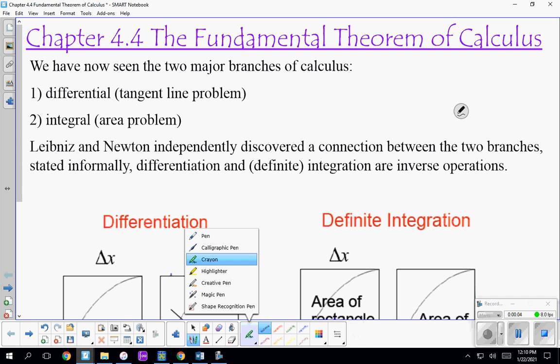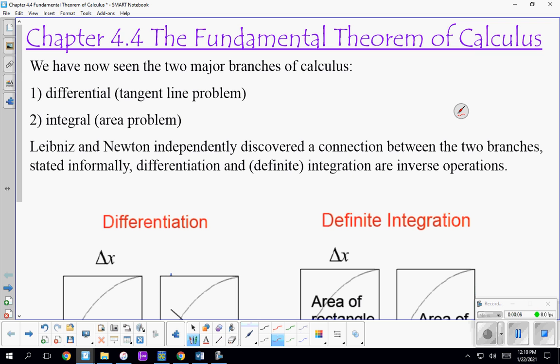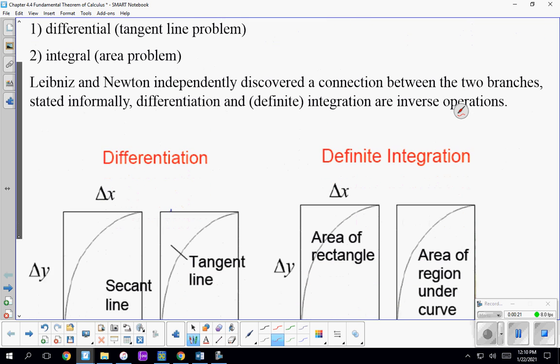In this video, we're going to discuss the fundamental theorem of calculus, and then we'll briefly introduce some other theorems. There are two big ideas in calculus, derivatives and integration, and at one point two different mathematicians discovered that they were inverse operations.